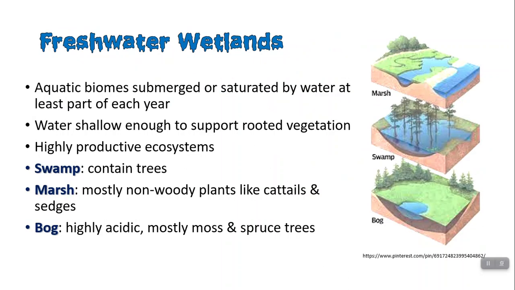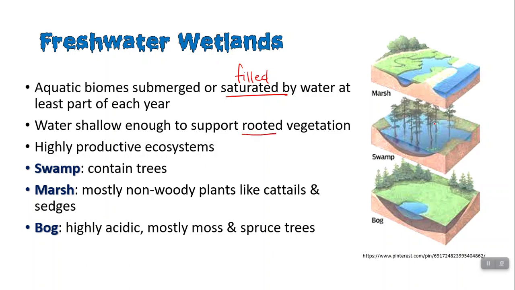You also can have freshwater wetlands. These are typically not a source of drinking water just because it's harder to get. So these are aquatic biomes where, for at least part of the year, they're underwater or they're completely saturated by water. And saturated means like filled up. So it would be constantly muddy, kind of goopy. The water is shallower than a lake or a pond, so you can have rooted vegetation growing throughout.